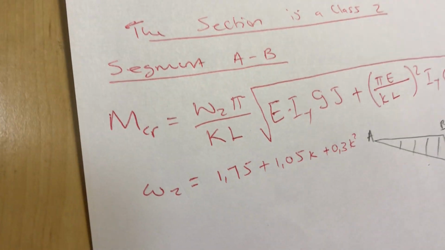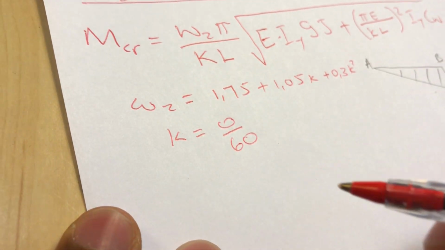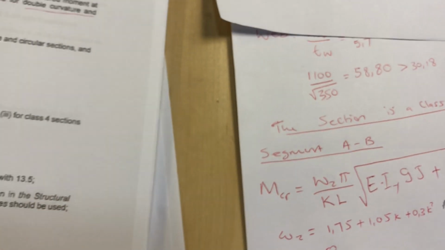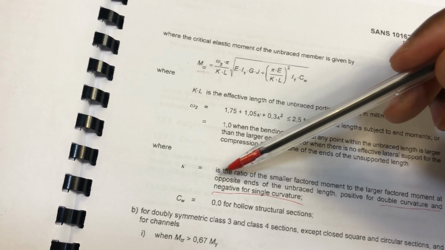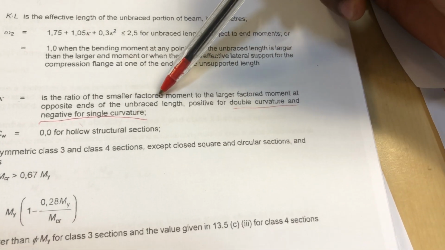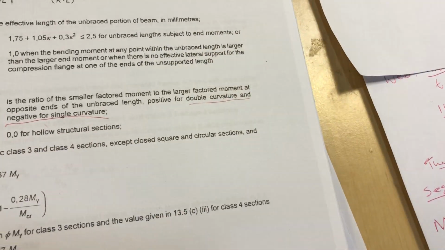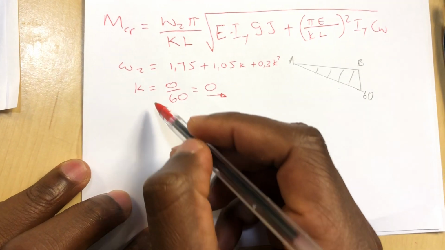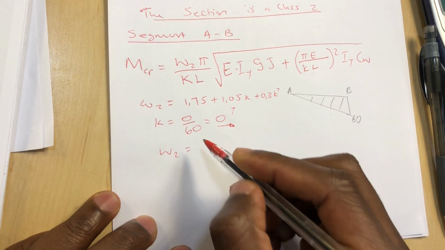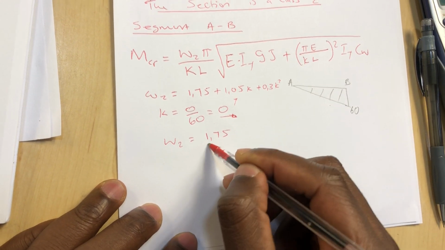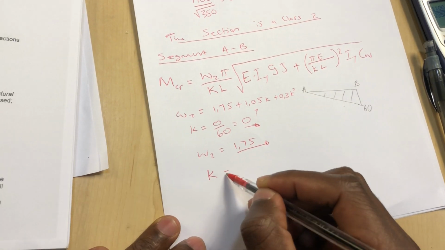For my κ, I'm going to say it's 0 over 60. So my κ is 0 over 60, which gives me 0. Remember, they say that it's the ratio of the smaller factored moment to the larger factored moment. So that's your value there, you get 0. Now I'm going to substitute this into my equation, and I'll get ω2 as 1.75. My K is 1.